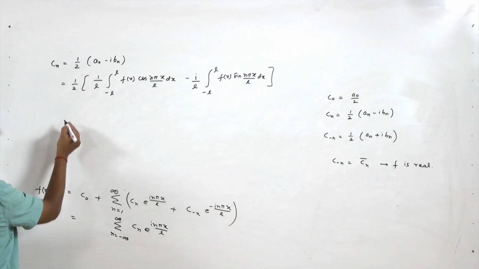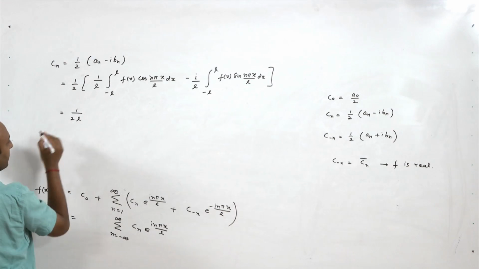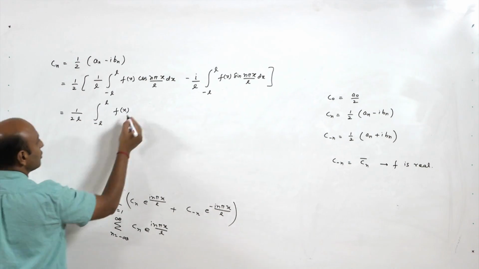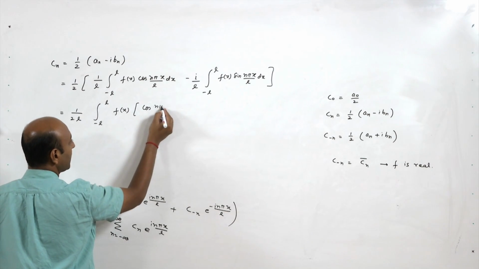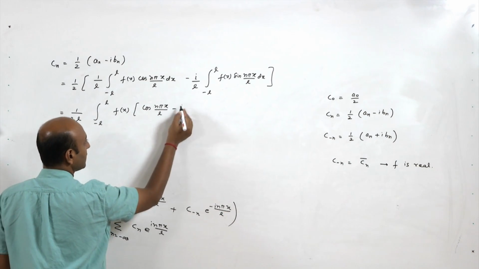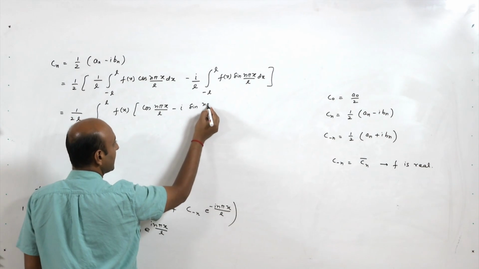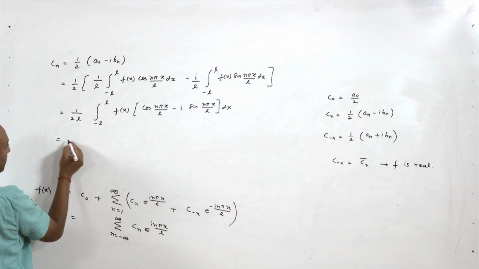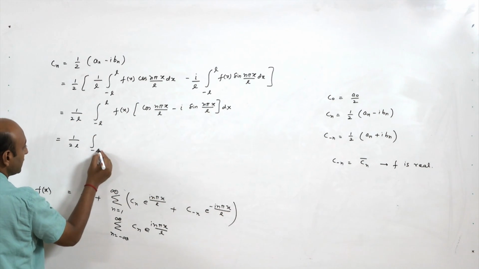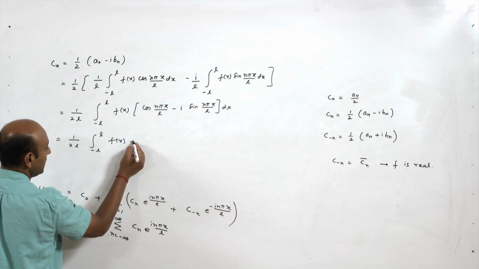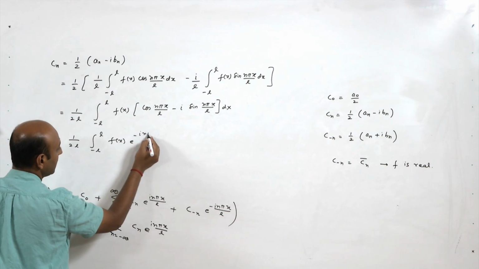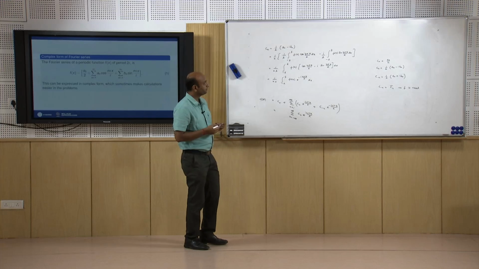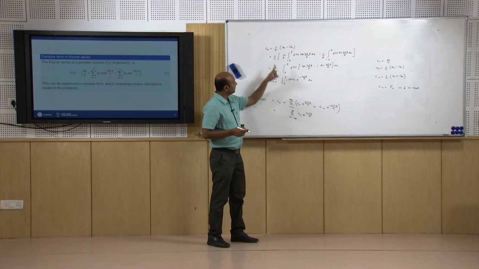So, this entire expression can be rewritten as 1/(2L) integral from minus L to plus L; you can take f(x) common. So, this is nothing but cos(n pi x / L) minus i sin(n pi x / L), and the whole into dx. This can be further written as 1/(2L) integral from minus L to plus L f(x) e^(-i n pi x / L) dx. So, this will be C_n, where C_n is nothing but this value.